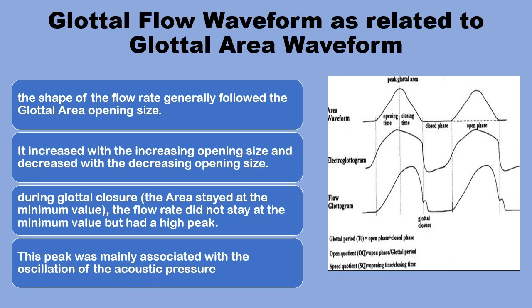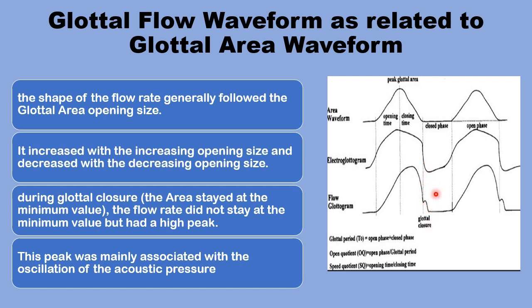These charts here would demonstrate the similarities and the differences between the glottal flow waveform, the bottom trace in here, and the glottal area waveform as registered from an electroglottogram in the second trace in here. You could see the obvious similarities between the two traces as expected. The shape of the flow rate generally follows that of the glottal area opening. As the glottal area increases in size, then the glottal flow would also increase. As it starts decreasing in size, the glottal flow would also decrease.